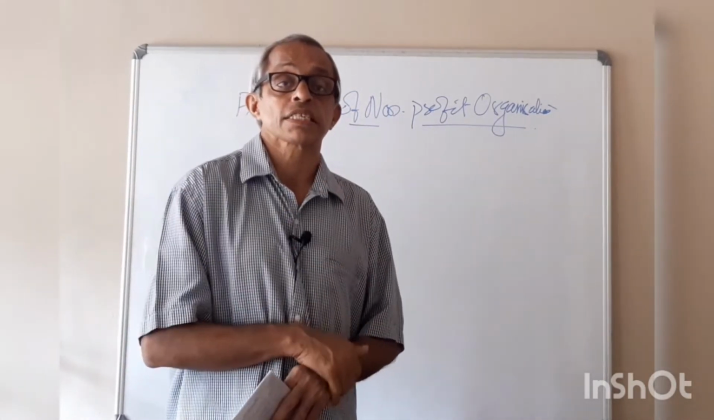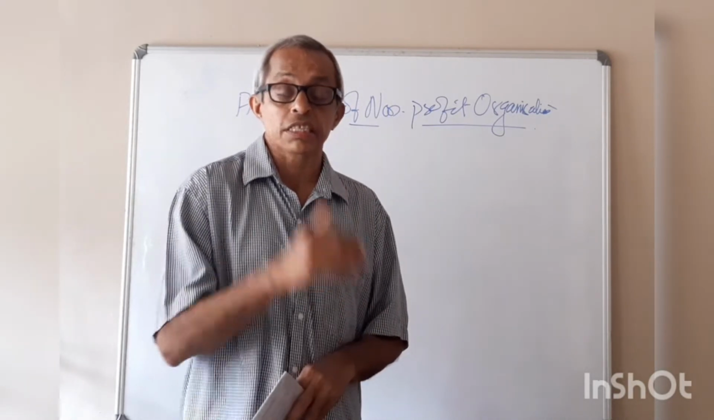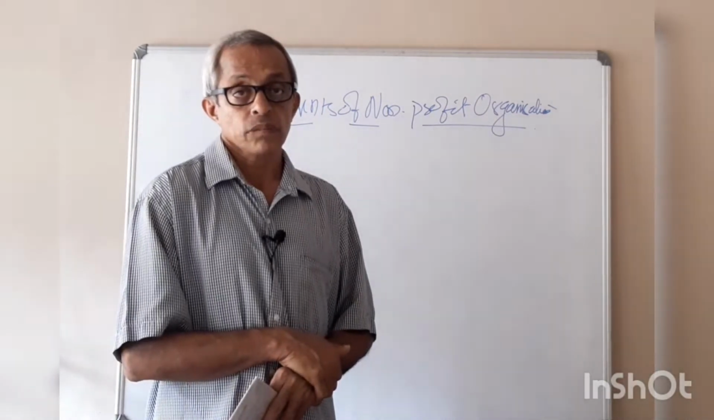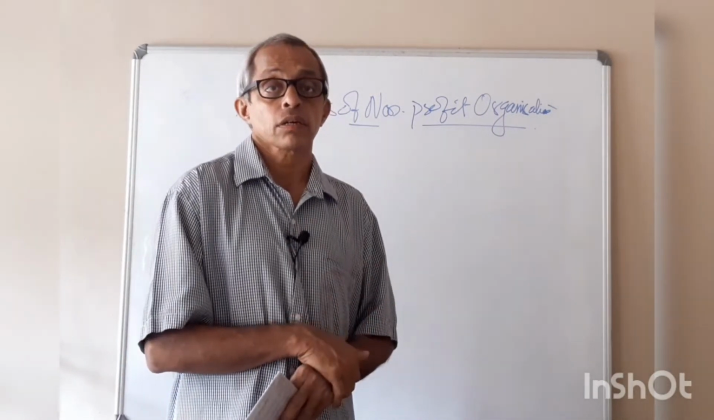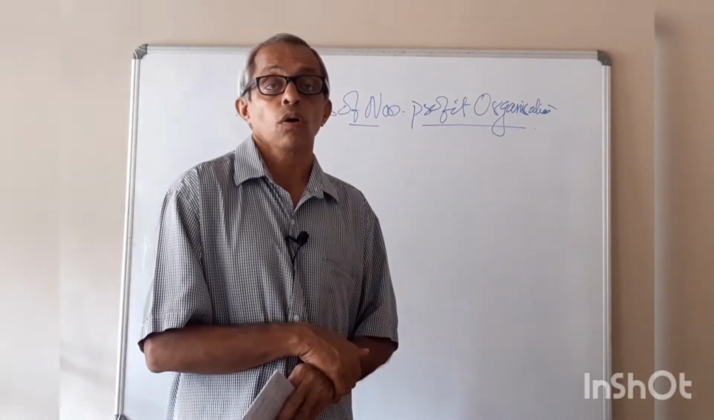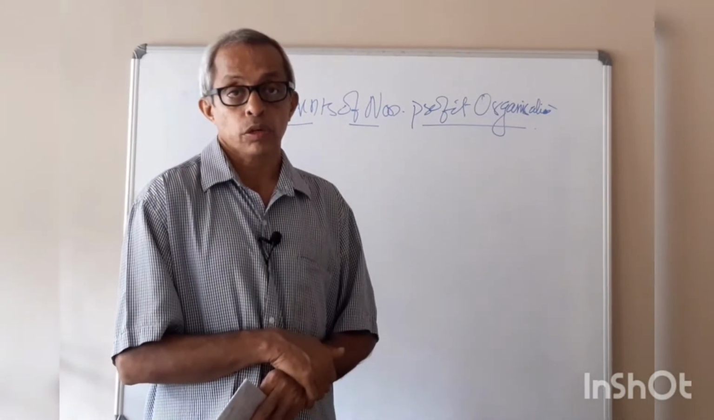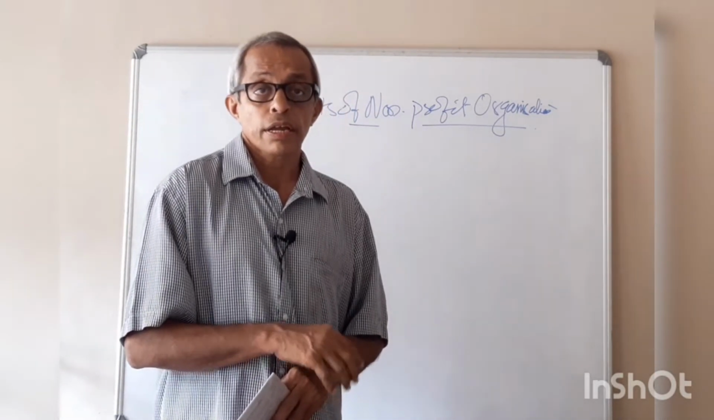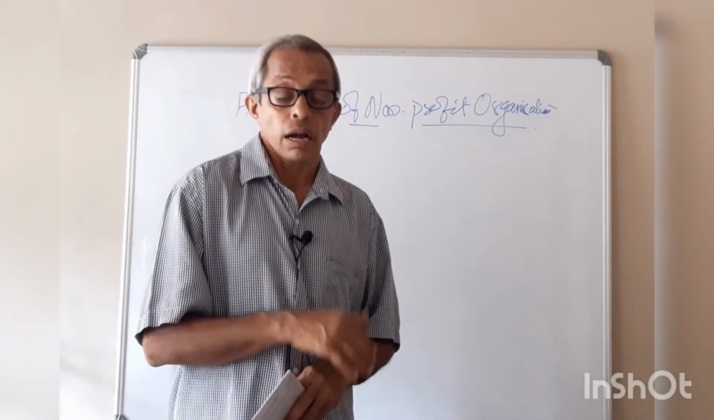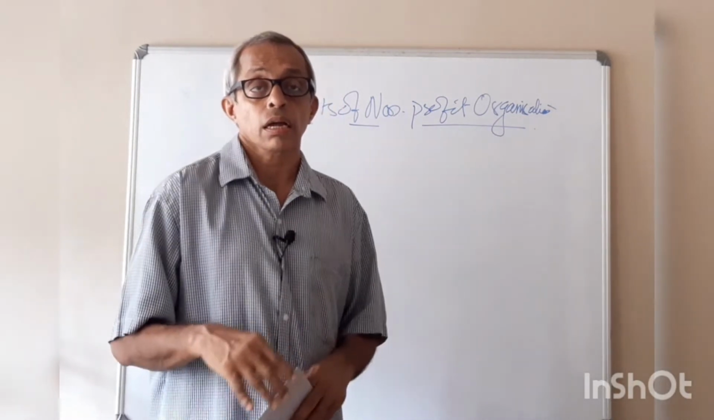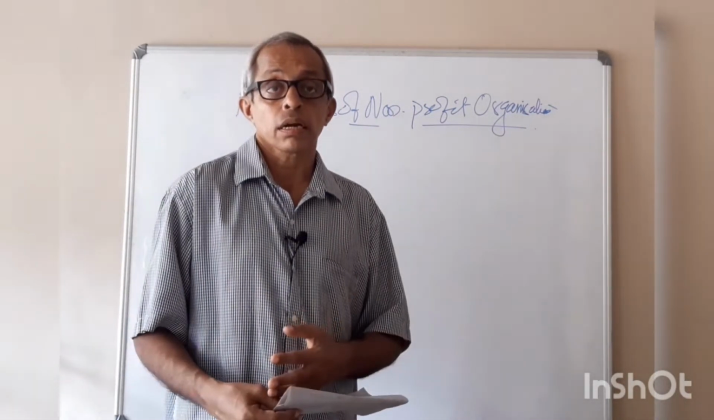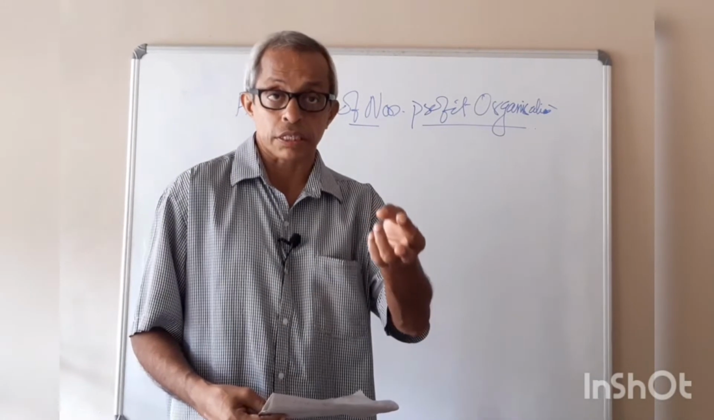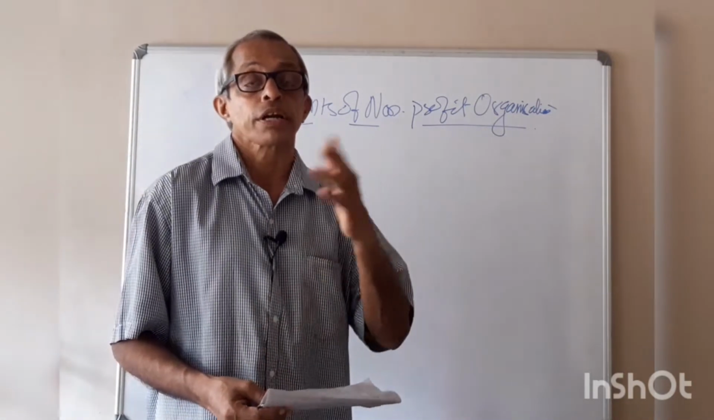And the third one is grants. Grants are given by either the central government or the state governments or NGOs. So the capital of such organizations is either subscriptions, donations or grants.